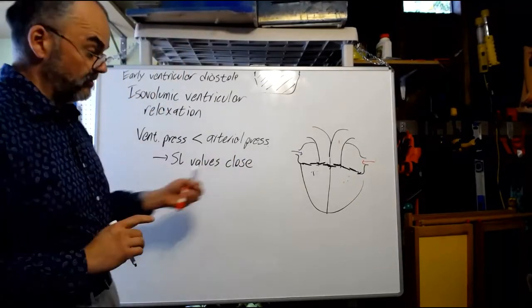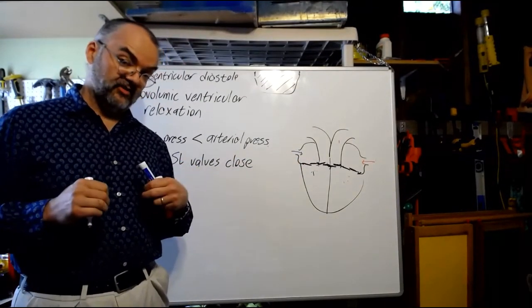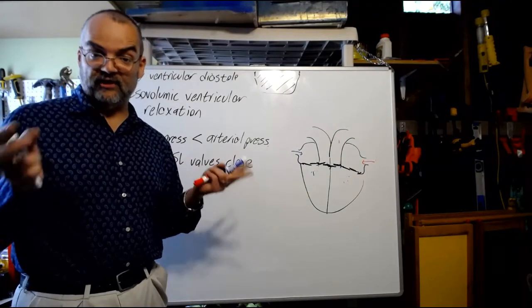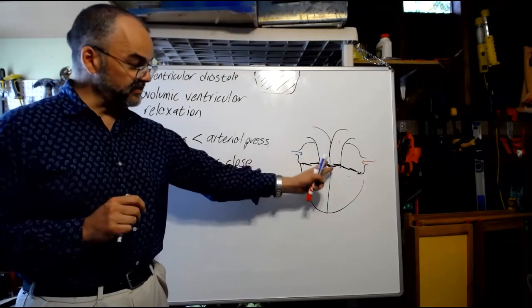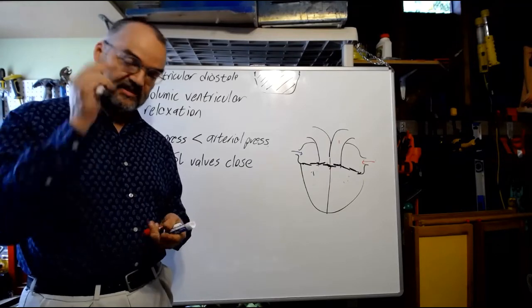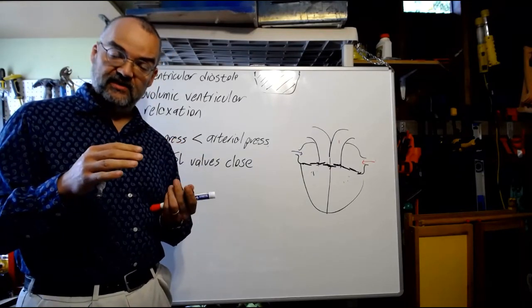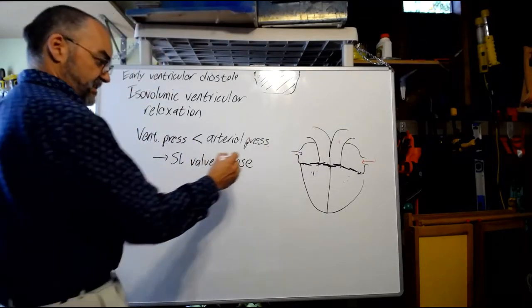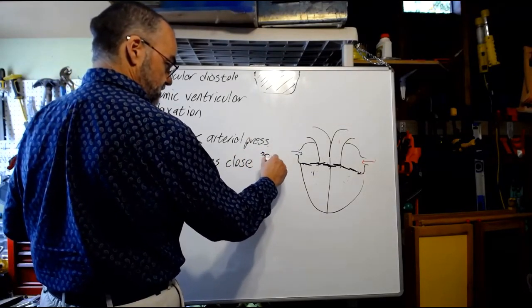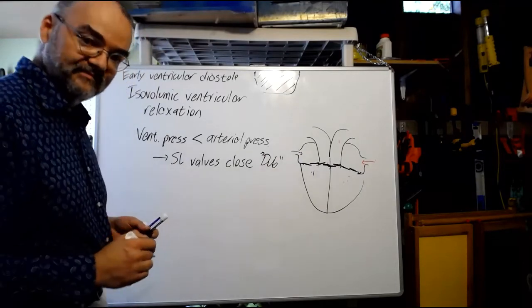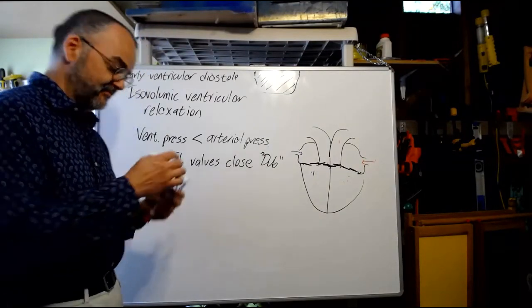Now, just like, remember, when the atrioventricular valves closed, and you got a sound from the blood flowing through that narrowing valve, you get the same thing here. When the semilunar valves close, the last blood flowing through them becomes turbulent, and we get a sound, which is the second heart sound. Dub. So this is the dub.